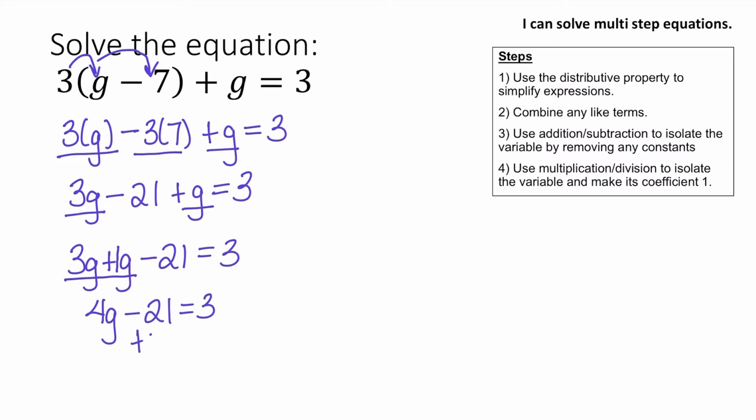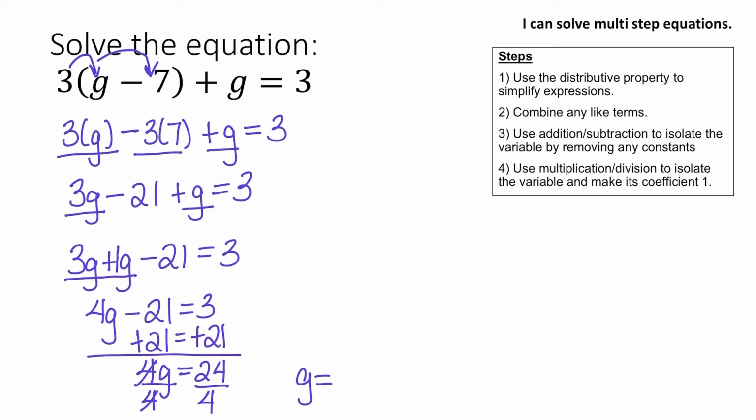So I'm going to add 21 to both sides. And that is going to give me 4g equals 24. Now to isolate this variable, I need to divide both sides by 4. And that is going to leave me with g equals 24 divided by 4, which is 6.